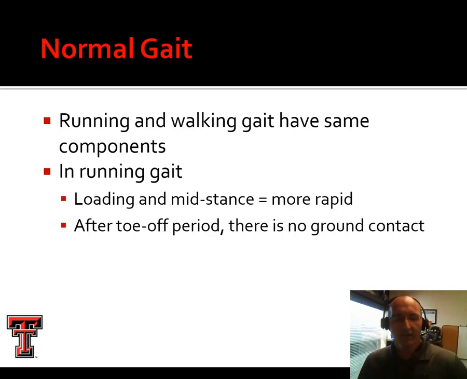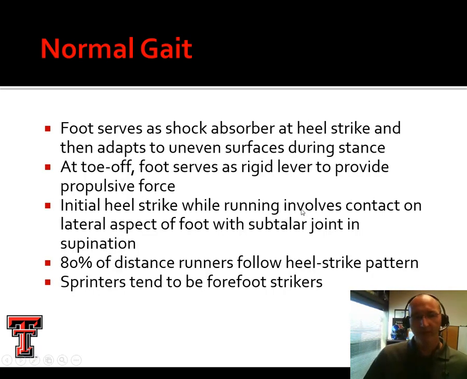Okay, so running and walking gait have the same components. Really the only difference here is that we've got a flight phase, or a period of no support, so that the landing, the loading, and the mid stance occur more rapidly. So initially, as we said, that foot serves as a shock absorber when the heel initially strikes the surface, and then it adapts. At toe off, it's a rigid lever that gives us that propulsive force.